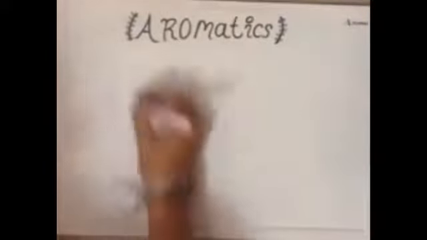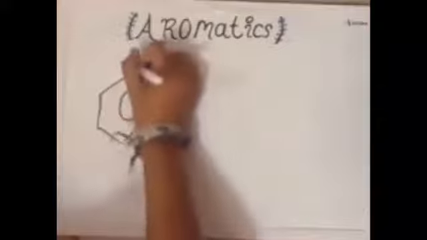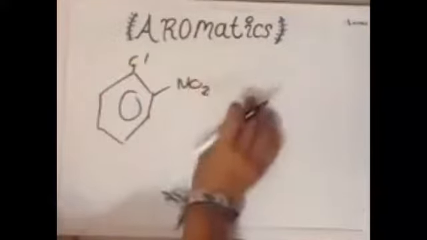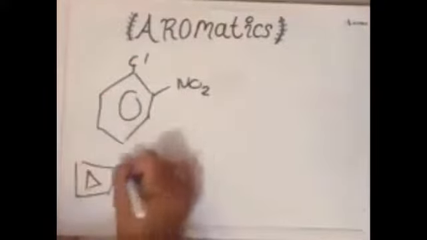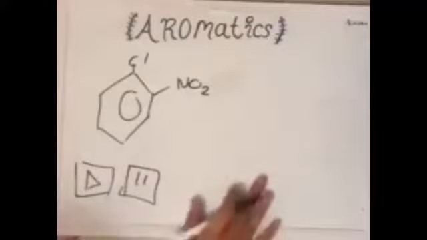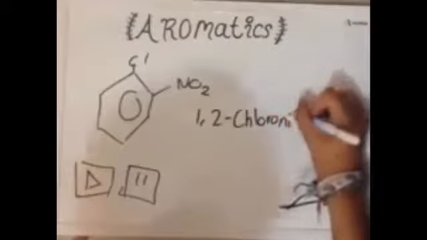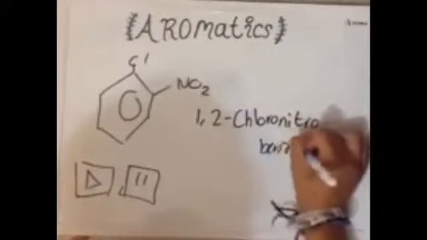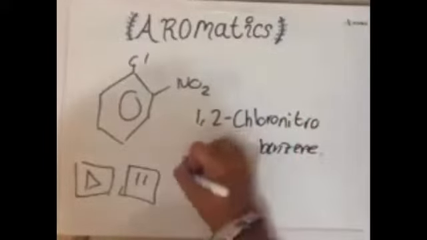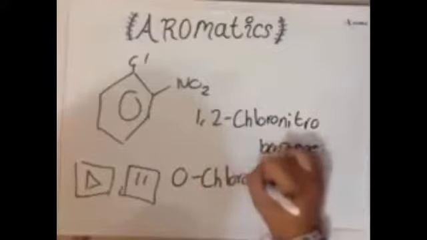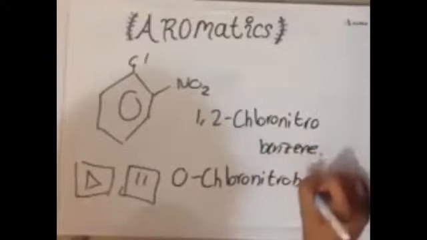Second exercise: if we have a benzene attached to a chlorine compound and a nitrogen compound, how should we name it? Also remember, you can pause the video. Ready? The correct answer is 1,2-chloronitrobenzene, or we can also name it o-chloronitrobenzene.